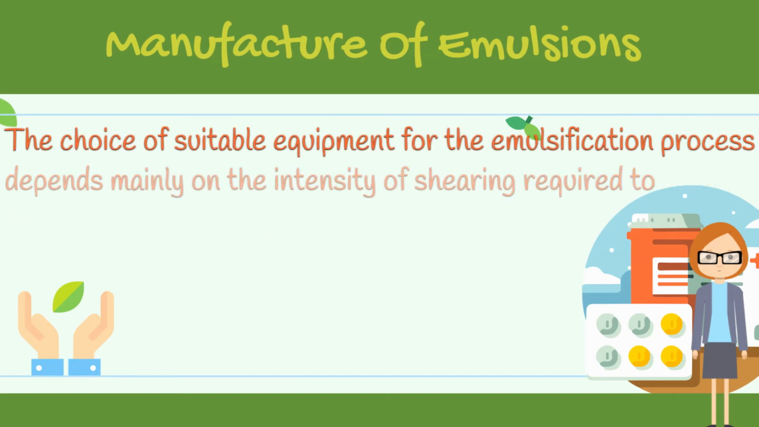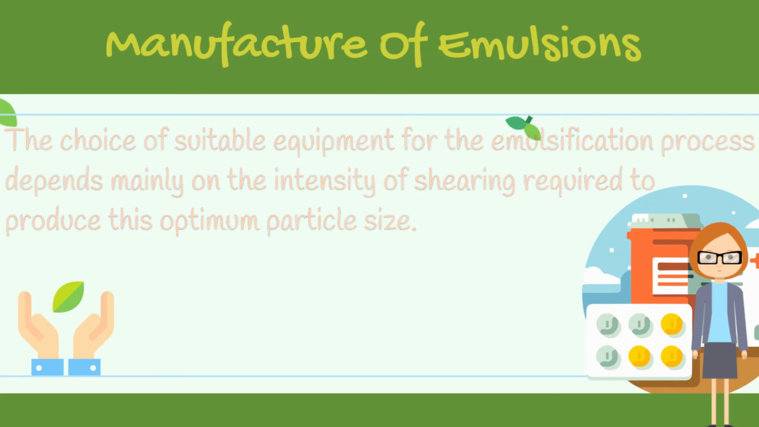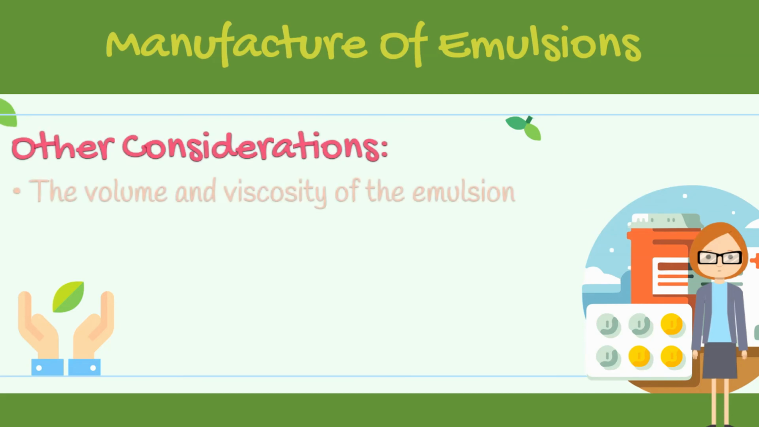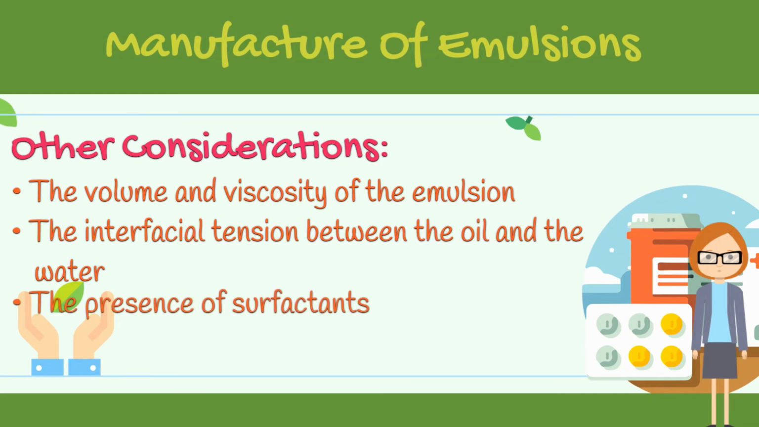The choice of suitable equipment for the emulsification process depends mainly on the intensity of shearing required to produce this optimum particle size. Other considerations, however, include the volume and viscosity of the emulsion and the interfacial tension between the oil and the water. The presence of surfactants, which will reduce interfacial tension, will aid the process of emulsification, as well as promoting emulsion stability.